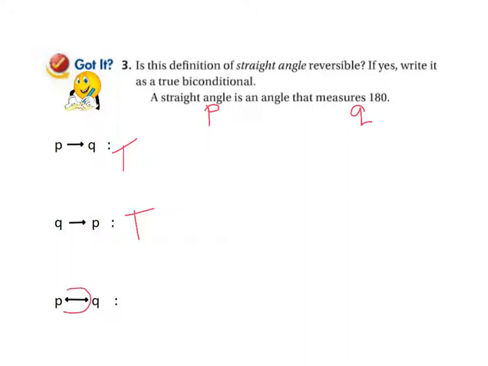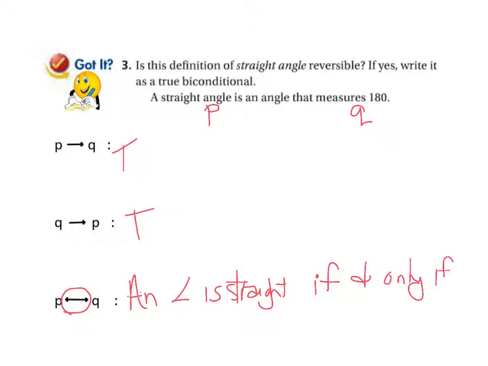Notice this notation right here, that a biconditional, instead of having it like an if-then with an arrow, it's like a two-sided arrow. It goes both ways. That's how I know it's a biconditional. I'm going to go ahead and write this. An angle is straight if and only if it measures 180. That's kind of how you have to make it sound right. Grammatically, it's hard to write that. That's kind of the hardest part sometimes.